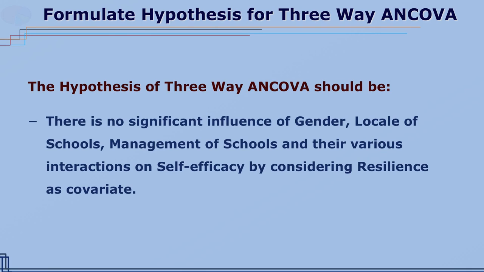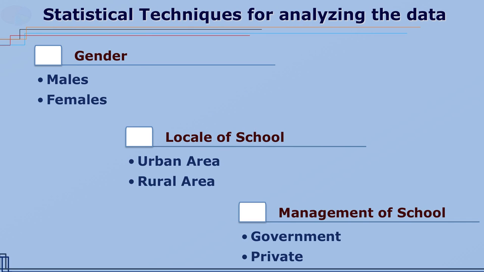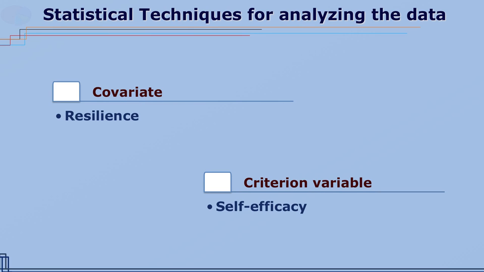For this objective, the null hypothesis can be formulated as follows. There is no significant influence of gender, locale of schools, management of schools, and their various interactions on self-efficacy by considering resilience as covariate. As per objective, gender had two levels, namely males and females. Urban area and rural area were the two levels of locale of schools. There were two levels of management of schools, namely government and private. Resilience was the covariate. Self-efficacy was the criterion variable.